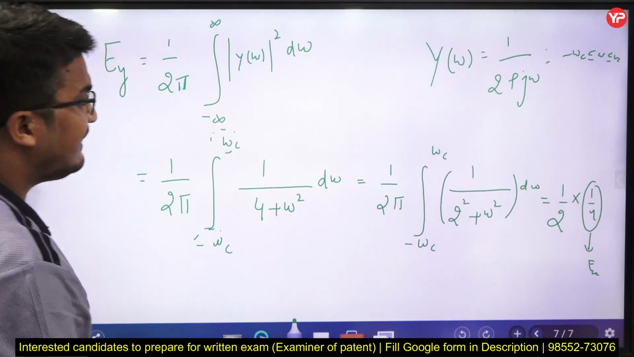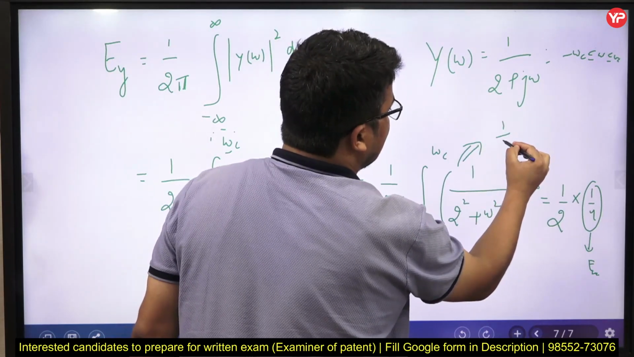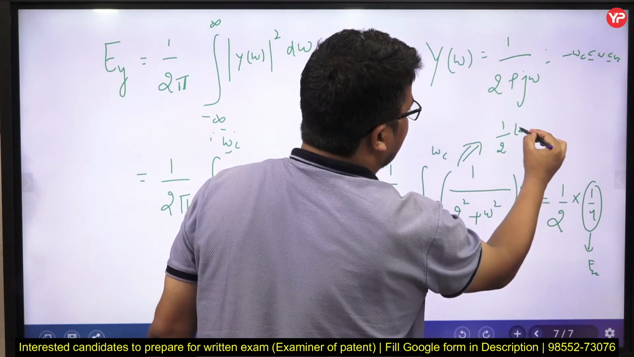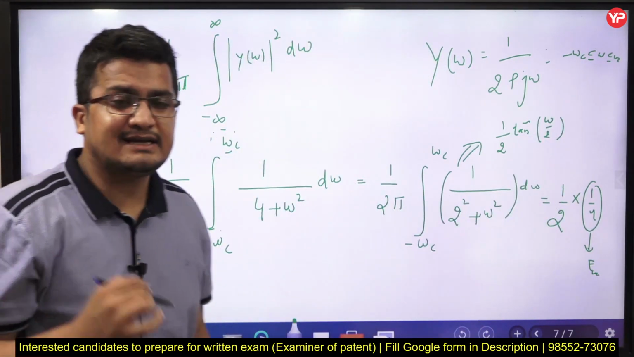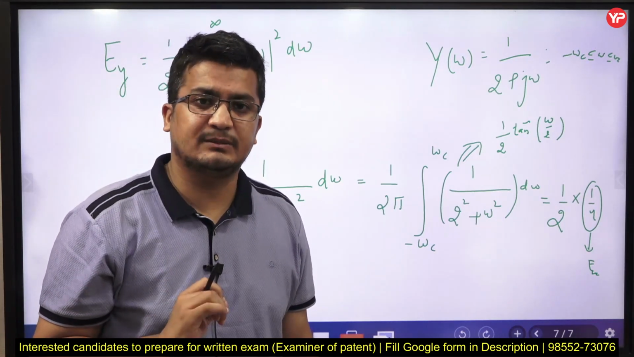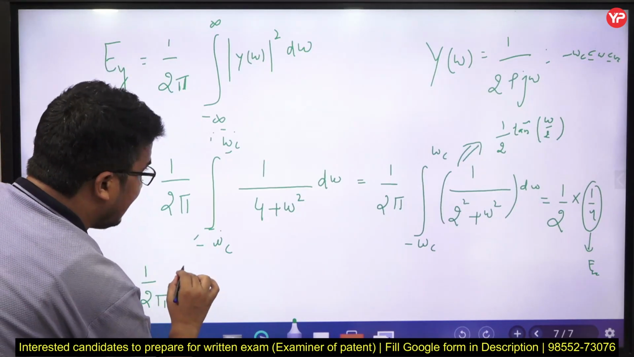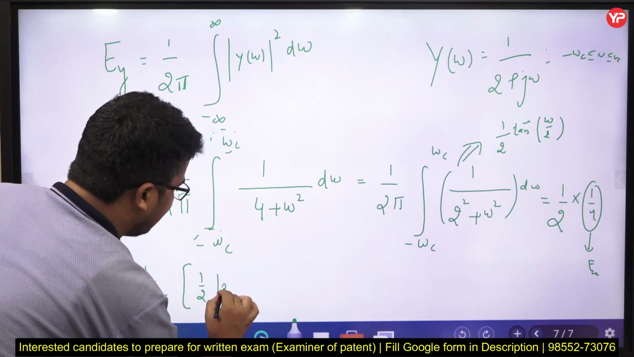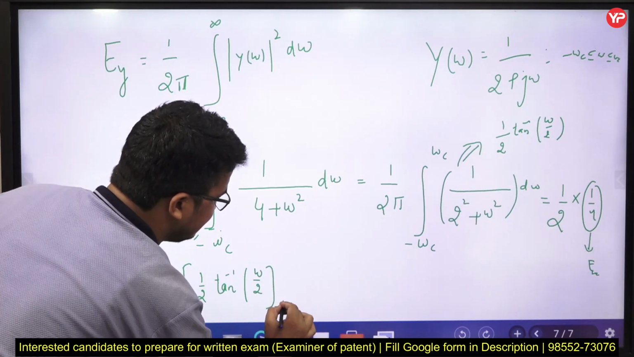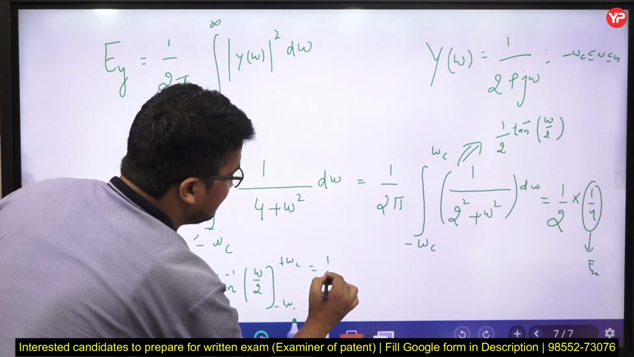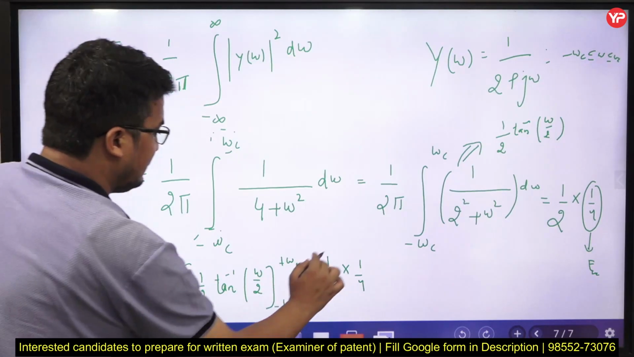Is it clear? So if I solve this entire mathematics, you might know this integration will give you 1 upon 2 tan inverse of omega by 2. Reason being, the integration of 1 upon a square plus x square dx is 1 upon a tan inverse x upon a, that property I have used. So I will end up getting 1 upon 2 pi, and 1 by 2 tan inverse of omega by 2, from minus omega c to plus omega c, is equal to 1 upon 2 into 1 upon 4. So I guess this 1 upon 2 and 1 upon 2 will cancel out.